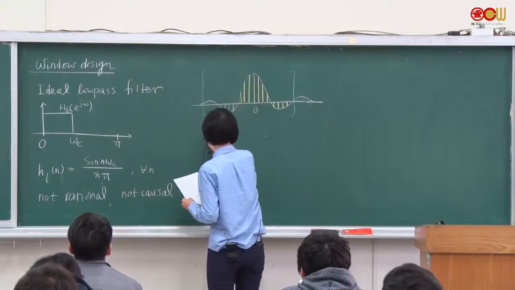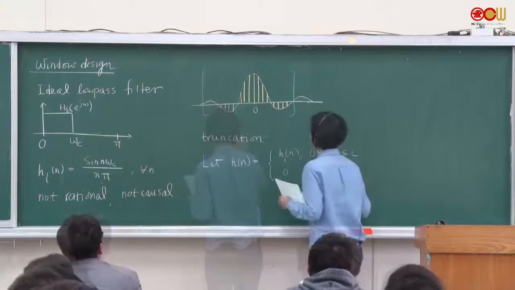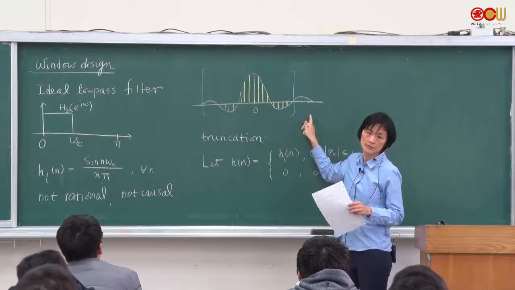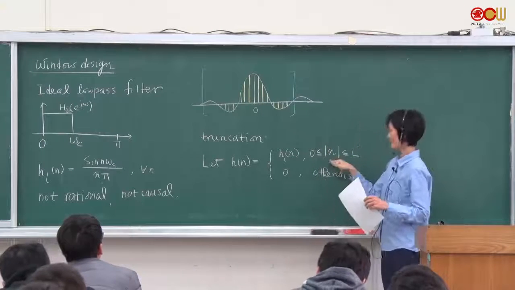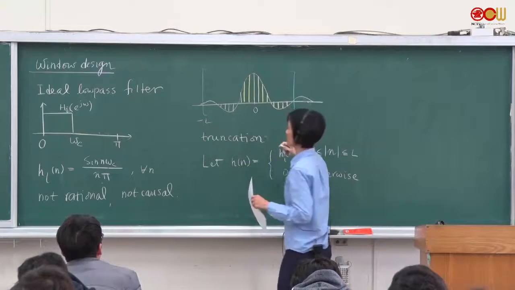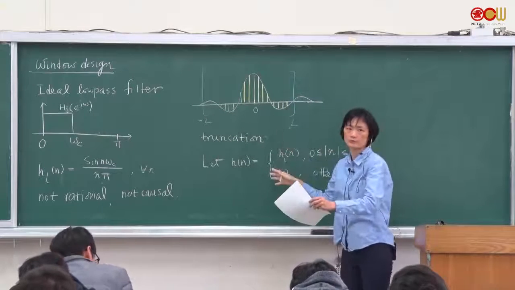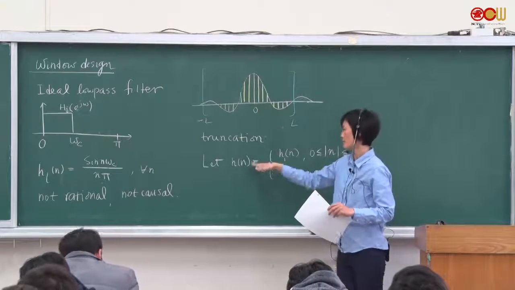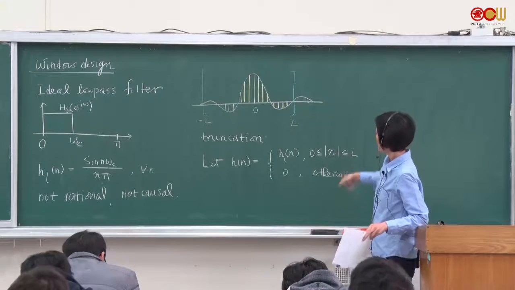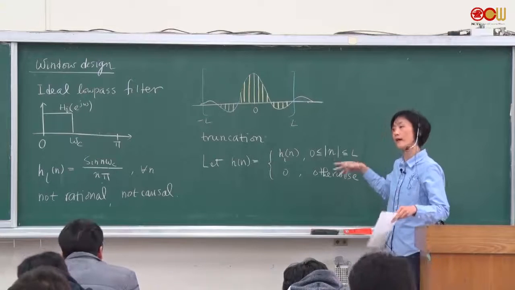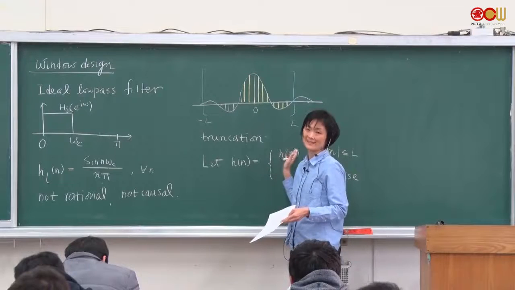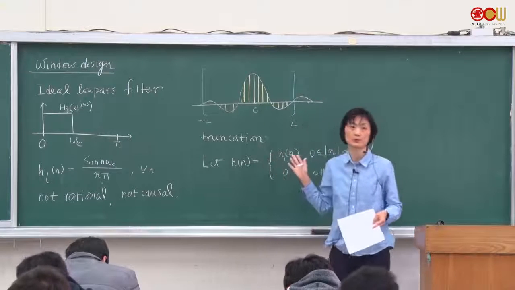Truncation. We simply take a part of the ideal low-pass filter between minus L and L, okay? So this is minus L and this is L. So we just cut this part off, and that's our h[n]. It only has this part. And if we make L larger, then this will be more and more like this, because it would have more samples.